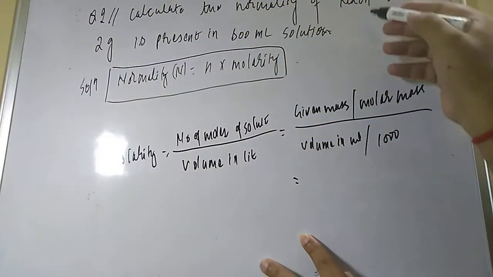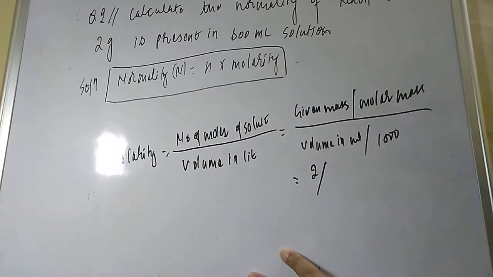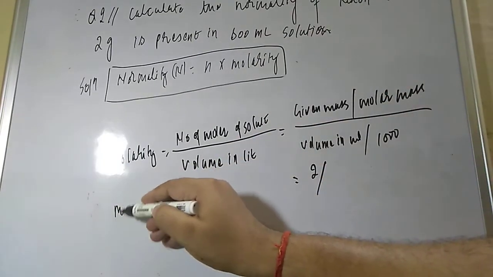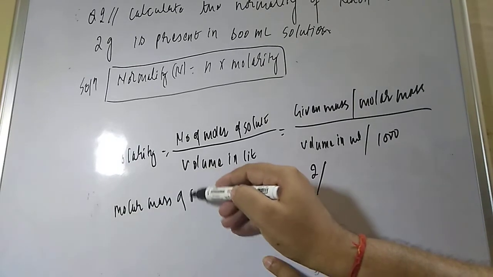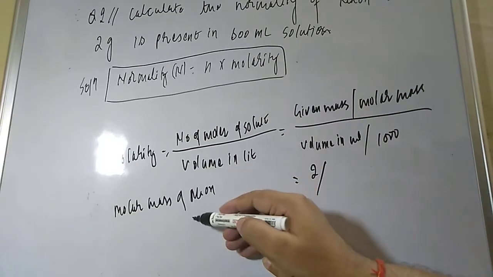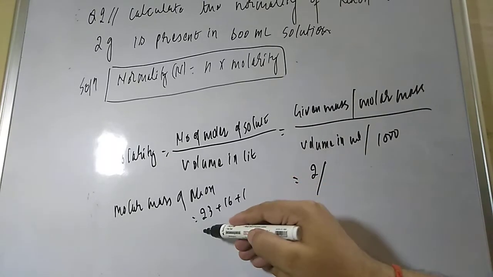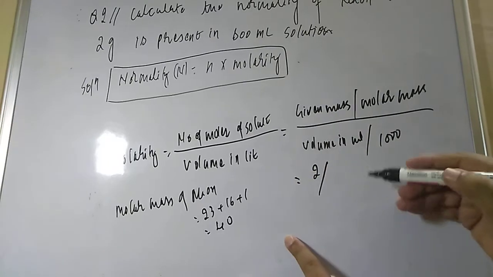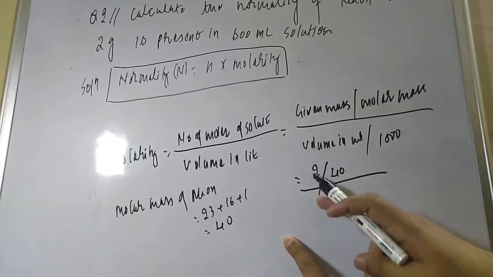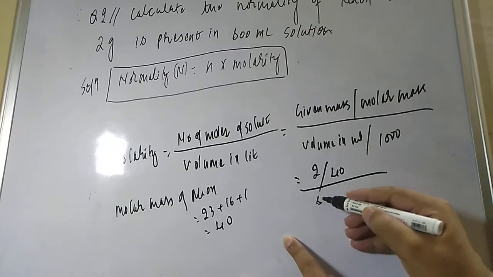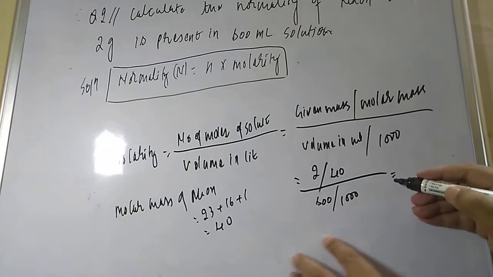The given mass is 2 gram, and the molar mass of NaOH: Na is 23 plus oxygen 16 plus hydrogen 1, which comes to 40. So it is 2 by 40. And the volume given is 800 ml, so 800 by 1000. What we can do, student, is simplify this.